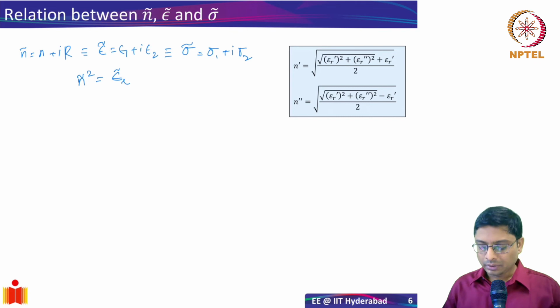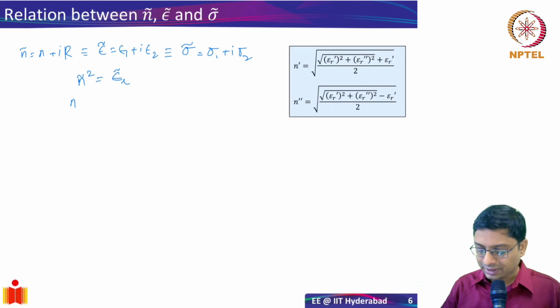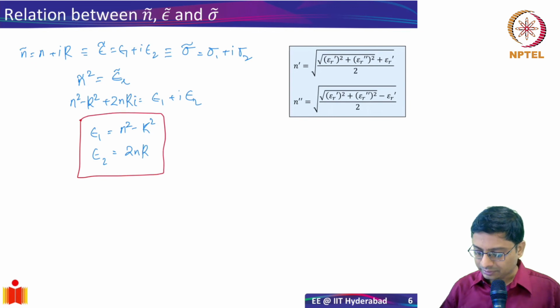I can just try to derive those relations. Basically, if I take n squared, I'll have n squared minus kappa squared plus 2i n kappa equal to epsilon 1 plus i epsilon 2. So you can immediately see that the real part of permittivity, epsilon 1, is n squared minus kappa squared, and the imaginary part of permittivity, epsilon 2, is 2n kappa. This should be an i here. So this is how we can convert from one to the other.